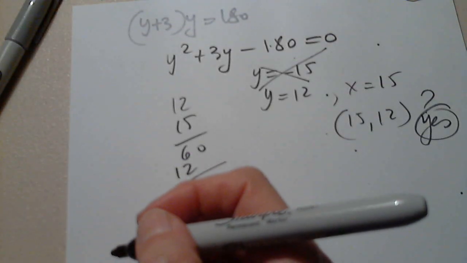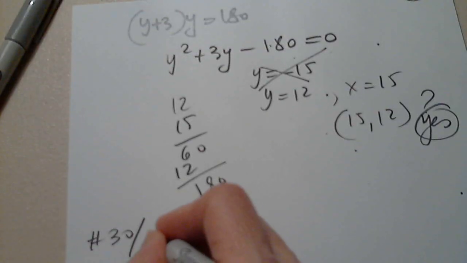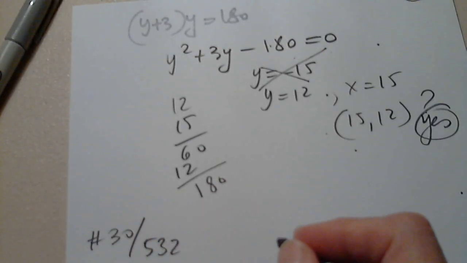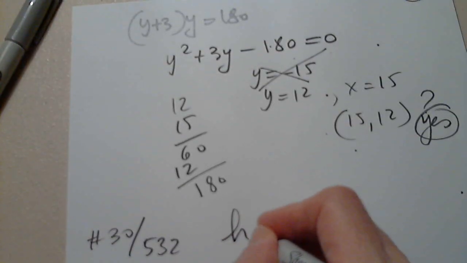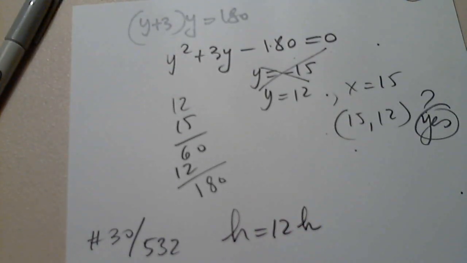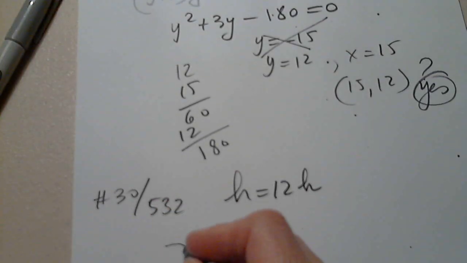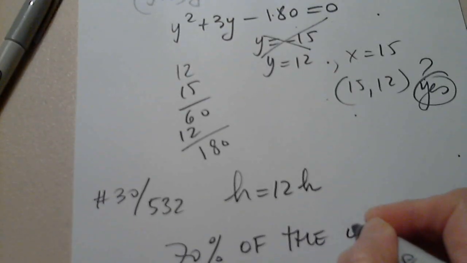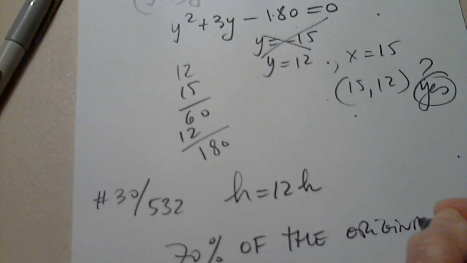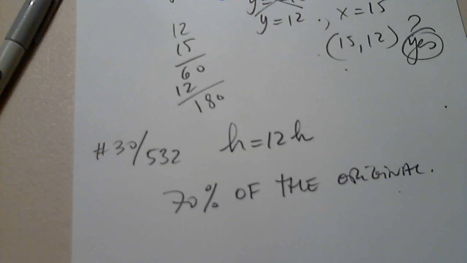Problem 30 on page 532. The half-life of aspirin in your bloodstream is 12 hours. How long will it take for the aspirin to decay to 70% of the original? How long will it take to decay to 70%?